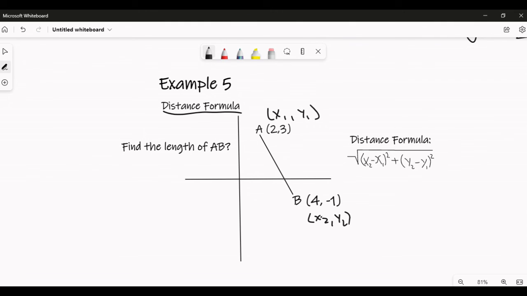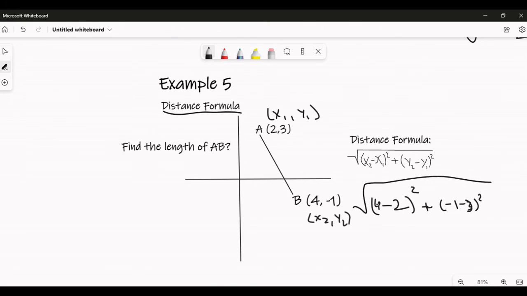So x2 minus x1: the x coordinate of B, 4, minus x1, which is the x coordinate of A, 2, and then squared, according to the equation, x2 minus x1 squared, plus y2 minus y1 squared. So y2 is negative 1, minus y1, which is 3, squared, and then the square root of the entire thing.